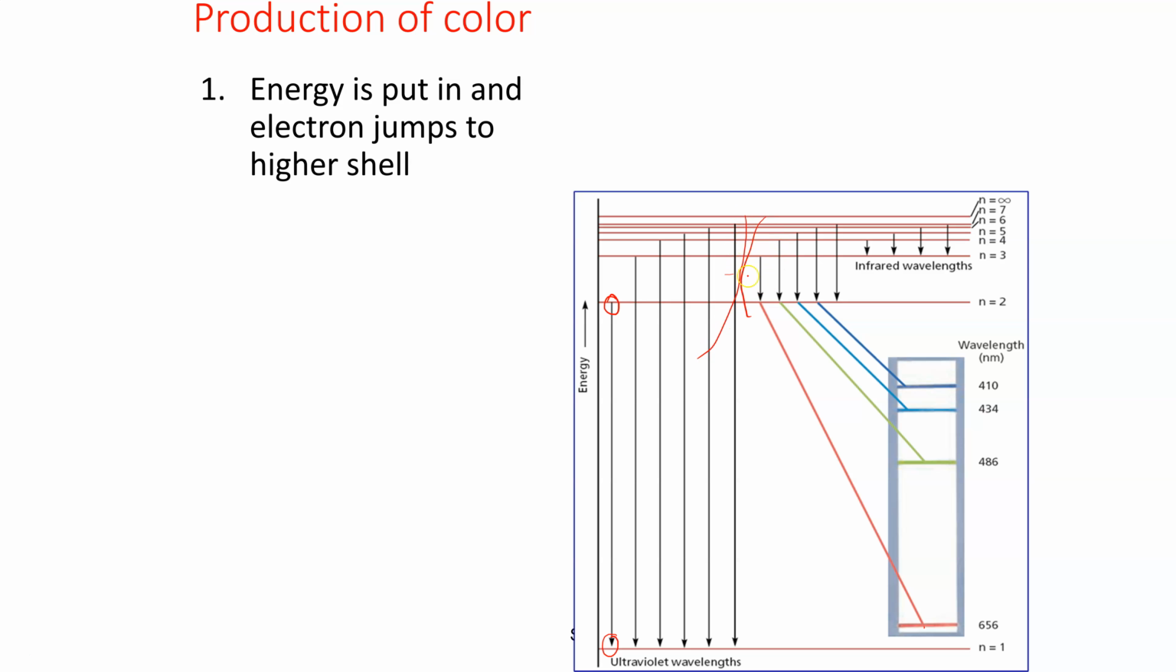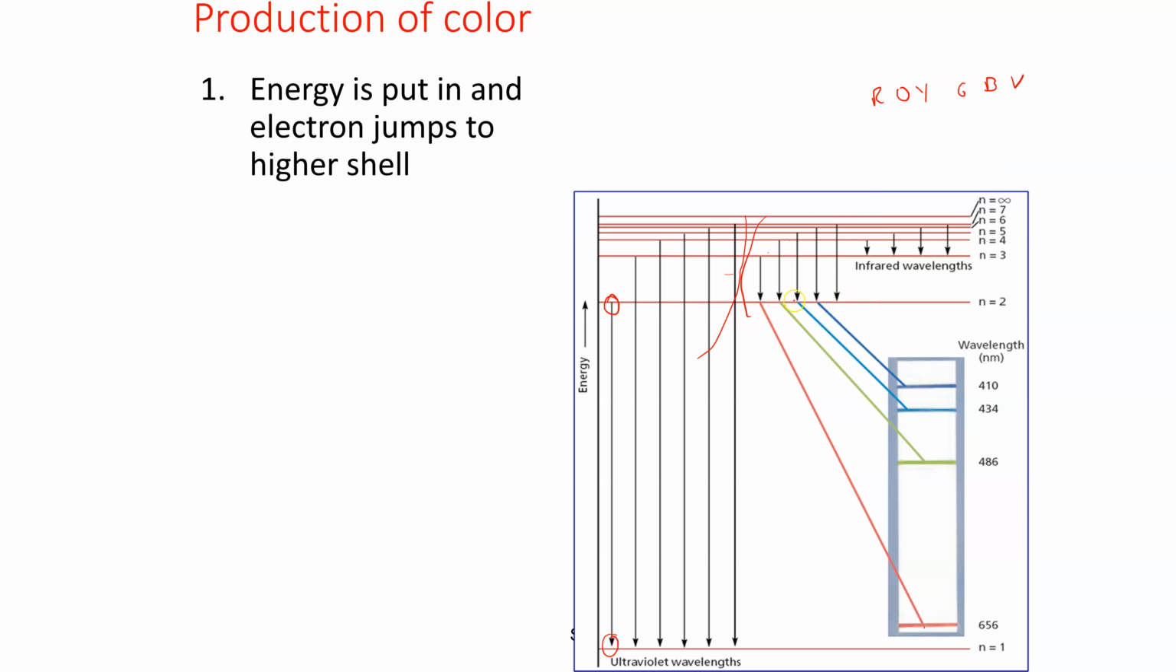All right, so let's take a look at this one. This one from the 2nd shell to the 3rd shell came back down. So what does it produce? Red. Only 1 shell increase, so it's a low energy color you're going to see. Next one, you're going from the 2nd shell to the 4th shell. Look at the color, green. Remember Roy G. Biv in terms of energy? So green is pretty energetic.